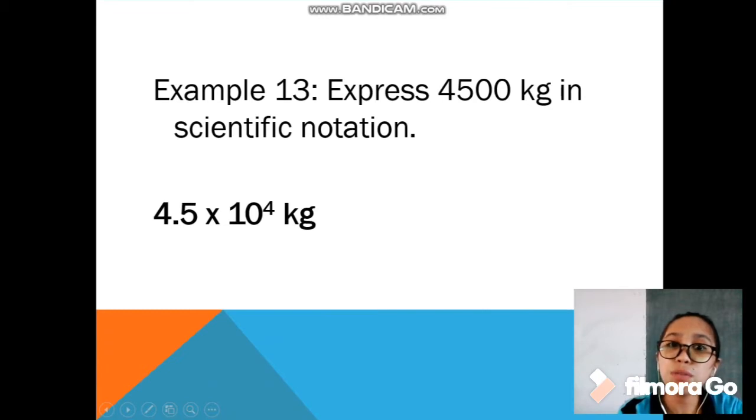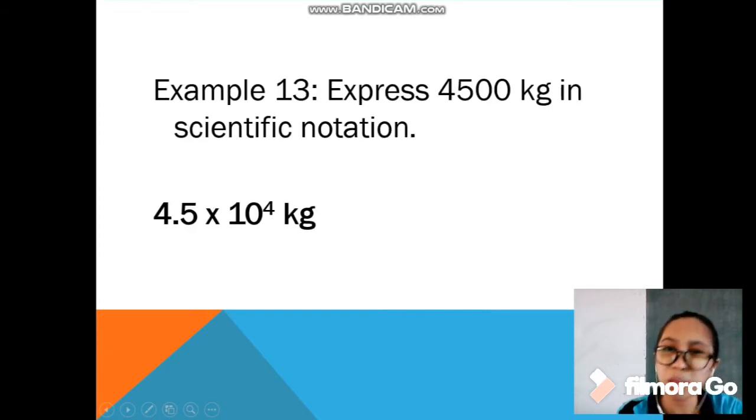So we have 4.5 times 10 raised to 3. We're missing the zero, typo error again. This is raised to 3, since you only moved the decimal three places: 1, 2, and 3. This is raised to 3 kilograms. Okay, sorry for the typo error again.